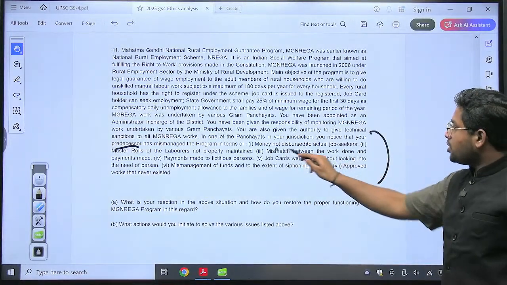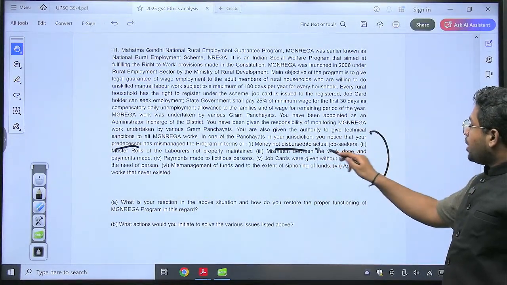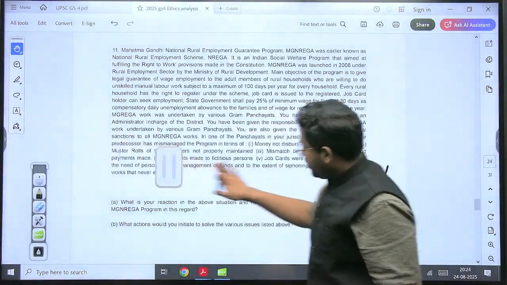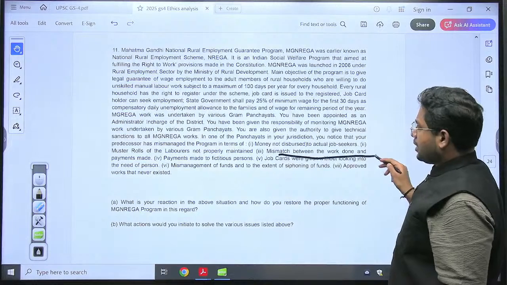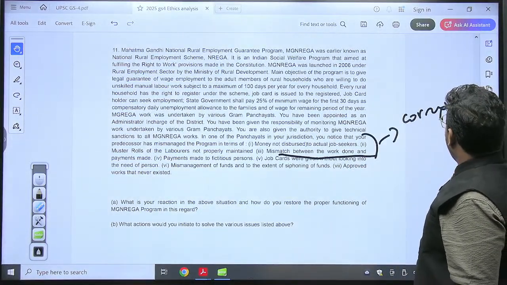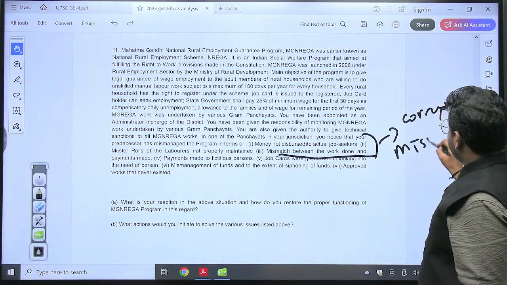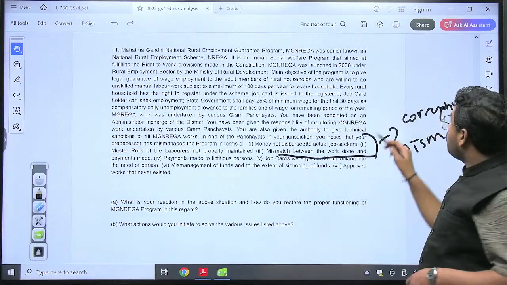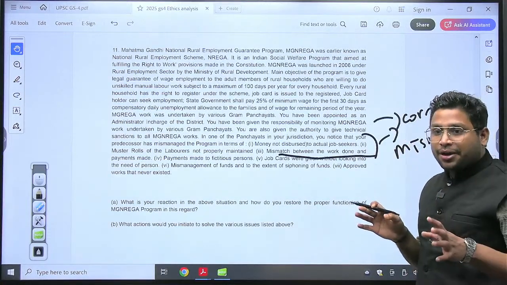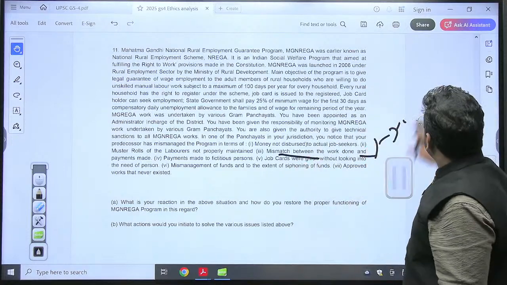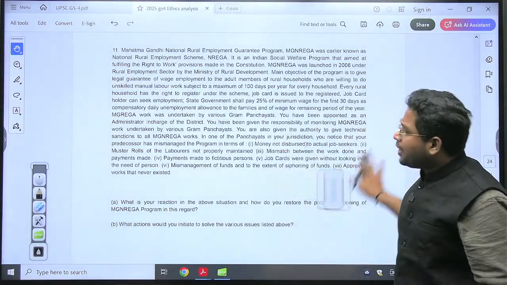Money is not disbursed to the actual job seekers. There is some problem with the list, muster rolls, mismatch between work done and payment. So overall, there is complete corruption and mismanagement. That is visible over here. The mismanagement is visible, but you don't know whether there was corruption or what exactly happened. You have to investigate first, scientific mindset. So what you will do, you will first go for some inquiry, find out.